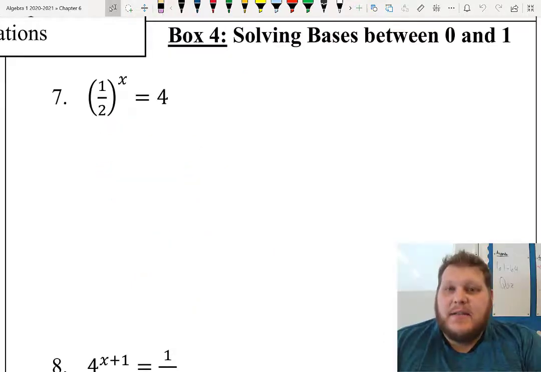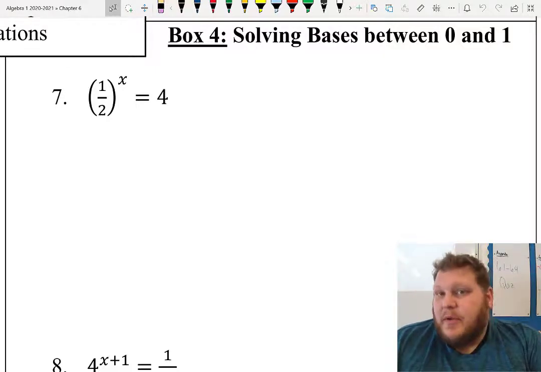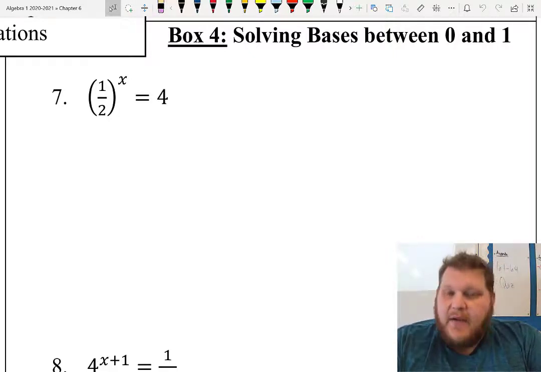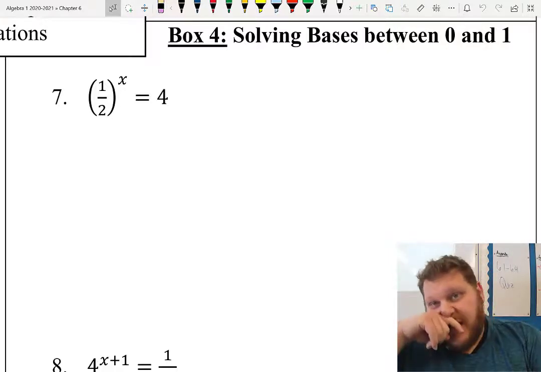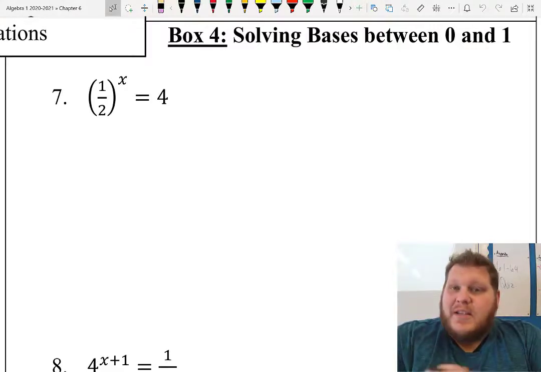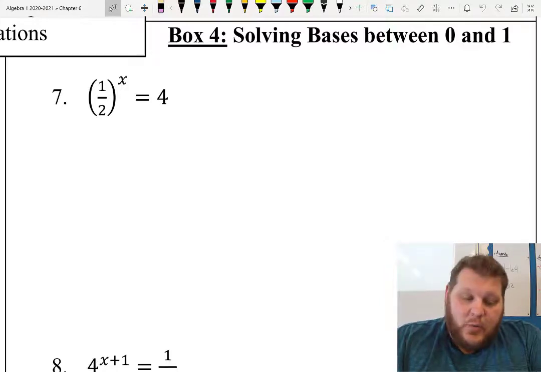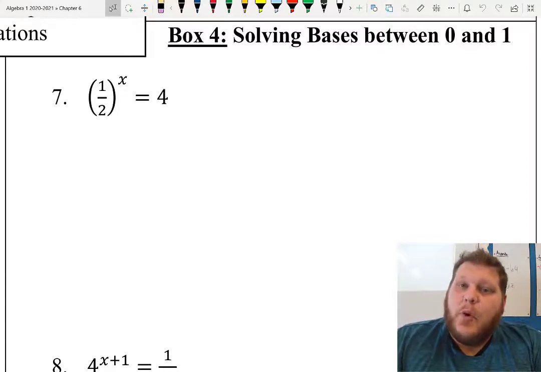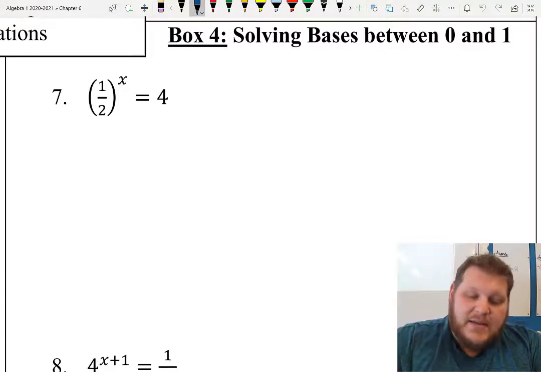All right. Last and not least, box 4 is dealing with how we solve an equation when our bases are between 0 and 1. That means we're going to be dealing with fractions, which means we're dealing with negative exponents. It's going to be our way of handling those. So looking at number 7 here, we've got 1/2 to the x power equals 4. So I'm going to have to rewrite both of those as a different base in order to set their exponents equal to each other. What I should notice is that the denominator in 1/2 is a 2, and I know that 4 is 2 squared. So I'm going to rewrite both sides of this equation as a base of 2.